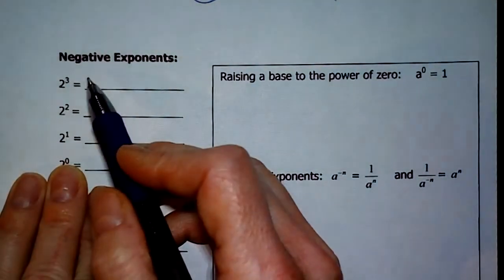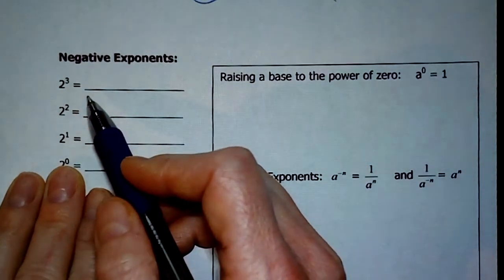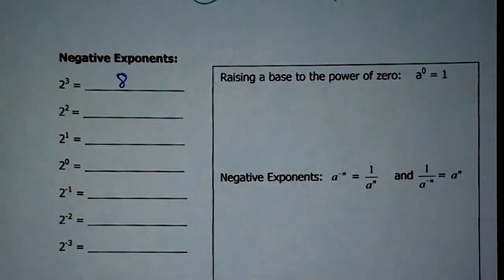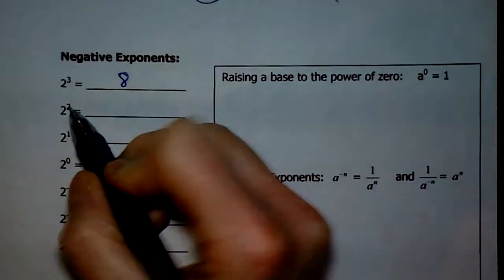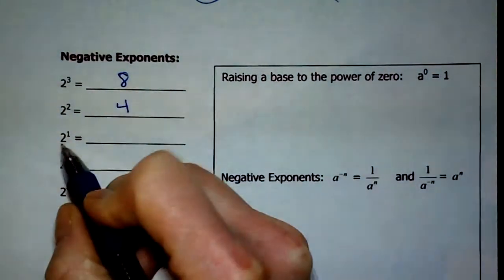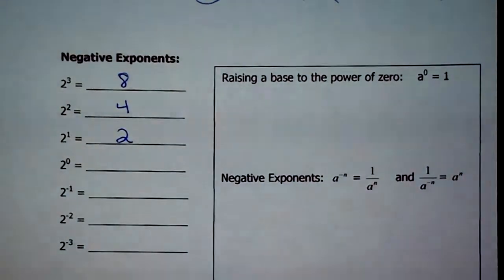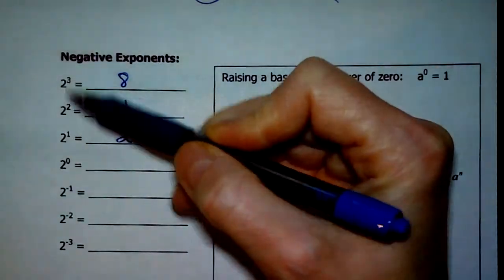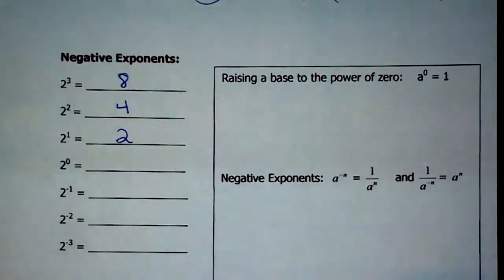I know that 2 to the 3rd power, 2 times 2 times 2, is 8. It's not 6. And if you think it's 6, stop saying that. Stop it. 2 squared means 2 times 2, which is 4. And 2 to the 1st power is 2. Okay, so there's a pattern here, right? The exponents are going down by 1 every single time.